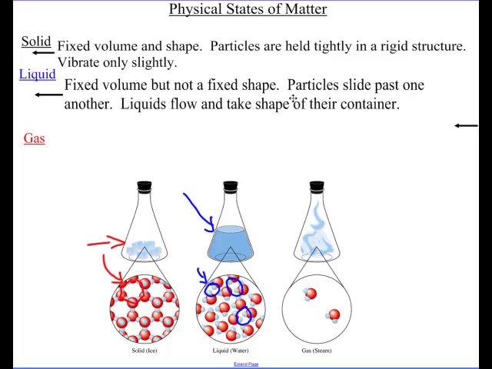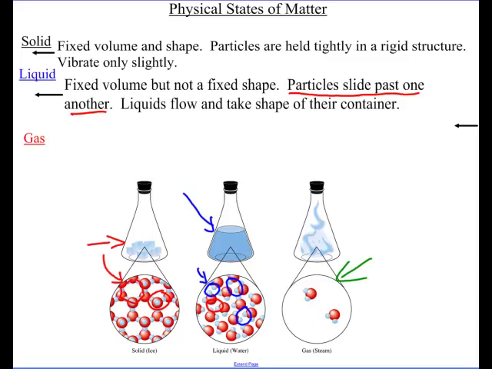How's that possible? Well, look down there. See how there's nothing locking them in? There's nothing attaching them like there is in the solid. And so they can slide past one another. And then the last sentence there, you can see they flow and take the shape of their container. Well, let's move on to the last one. And this is one of the ones I like the best because I love gas law problems and all the properties of gases.